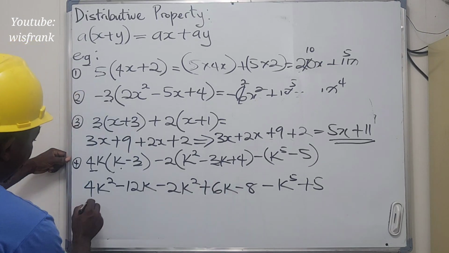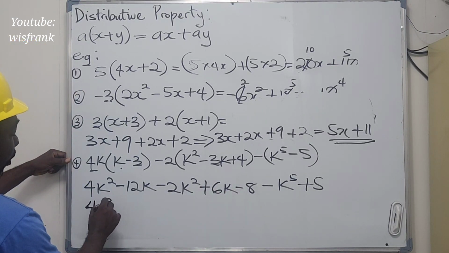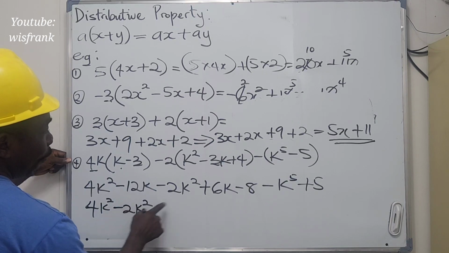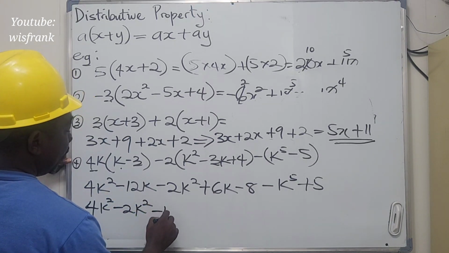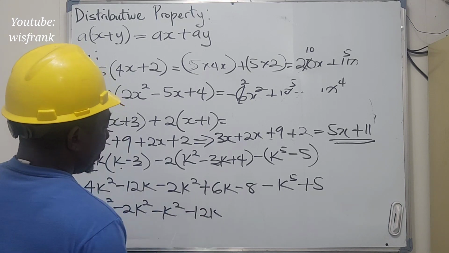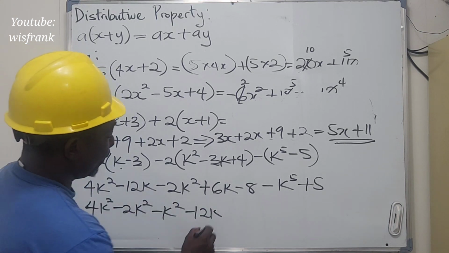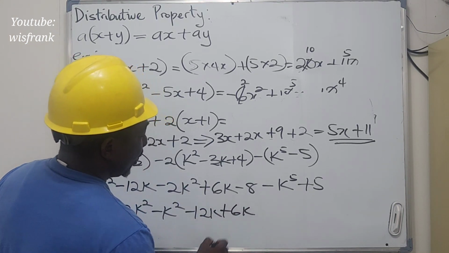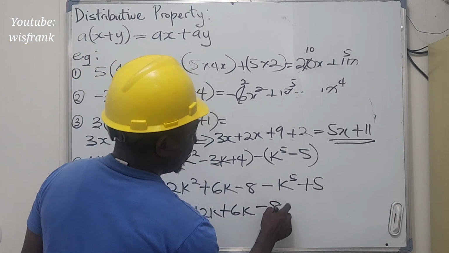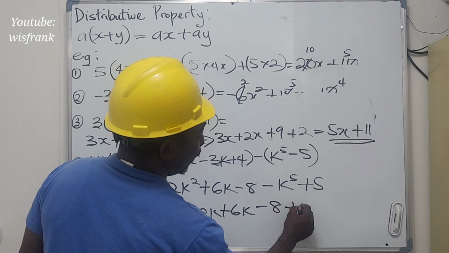So we have this, we need to collect like terms. Collecting like terms, we take 4k to the power of 2. The next one is minus 2k to the power of 2. The next one is minus k to the power of 2. Then we bring down minus 12k. Then the next like term is plus 6k. Then we don't have another one, remain the constant, which is minus 8. Then the next one is plus 5.